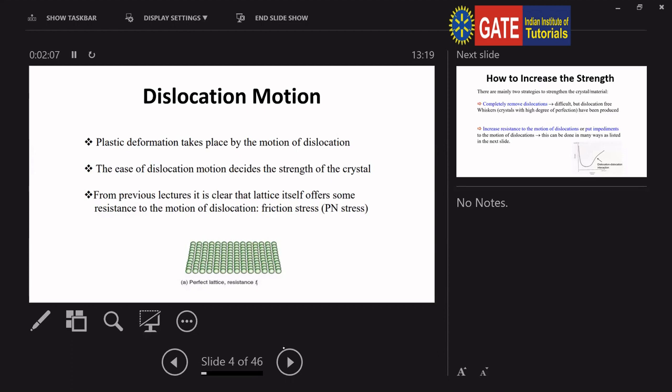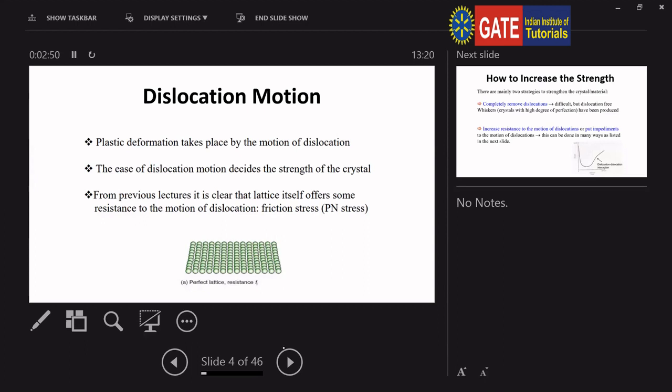If a dislocation is able to move very easily inside the crystal, it means it is a low strength crystal. But if the dislocation is not able to move easily inside the crystal, then we can say it is a stronger crystal. So the ease of dislocation motion decides the strength of the material. If it is easy, then its strength is low. If it is getting harder to move inside the crystal, then it is a high strength material. Okay.